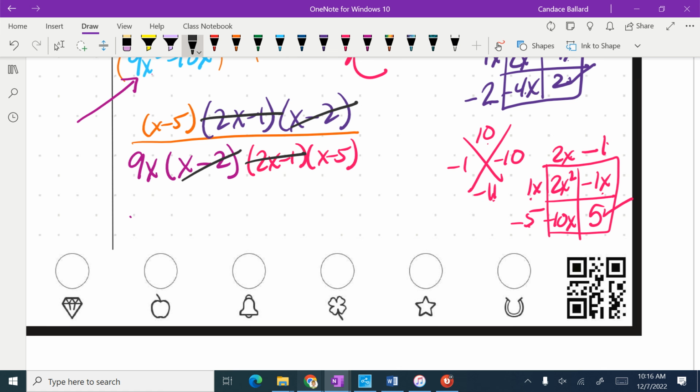2x minus 1. What else? Okay, now here's the challenging part. I'm going to guess that a lot of you wrote 9x as your answer. That's not right. So let's fix it to make sure it is right.